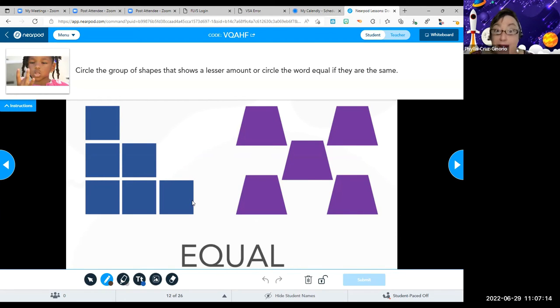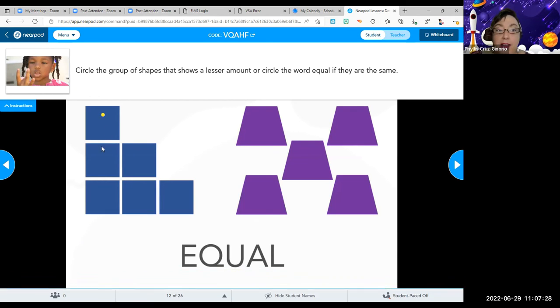Okay, let's count and then write the number somewhere in that group. So let's do the first one. You can write on this slide. I like to put a dot or something so I remember that I counted it. I can even put the numbers on there, but I'm just going to put a little dot. 1, 2, 3, 4, 5, 6. Okay, this group has 6.